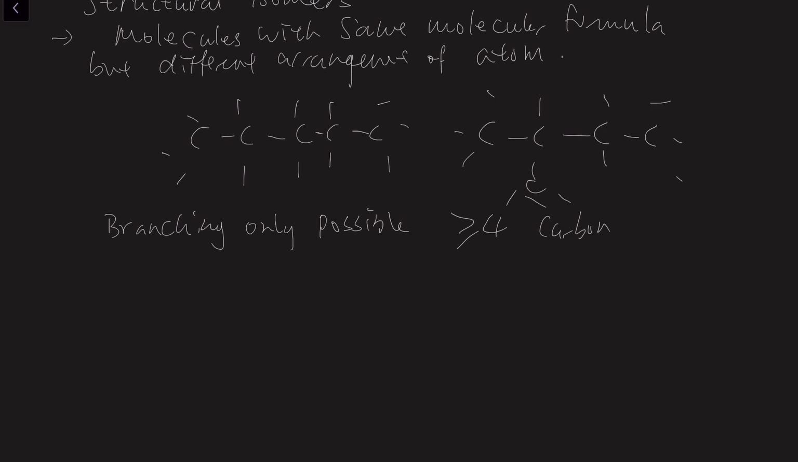So for 3 carbons, if you move this carbon here, you still have 3. So there's really no way you can create a structural isomer. If you have 4 carbons, you can put 1 carbon here to get a structural isomer. And if you have more than 4, you get a lot of different flexibility.